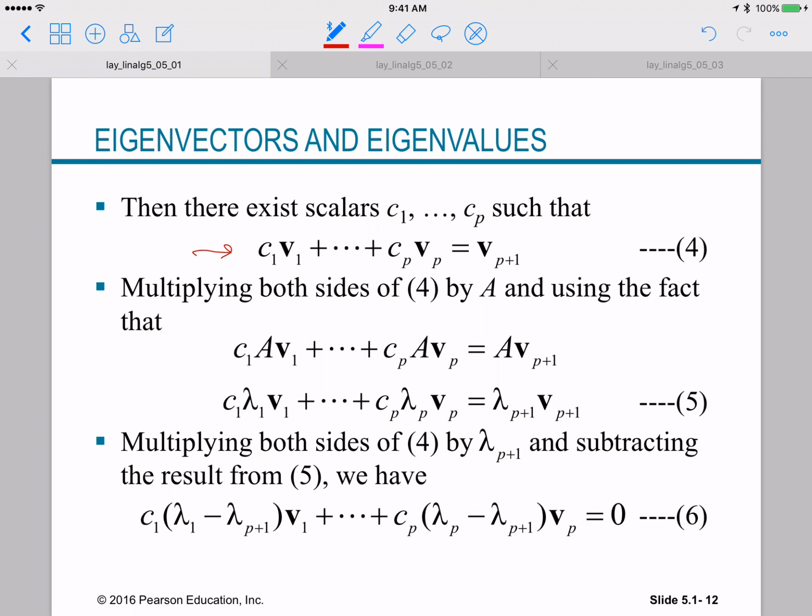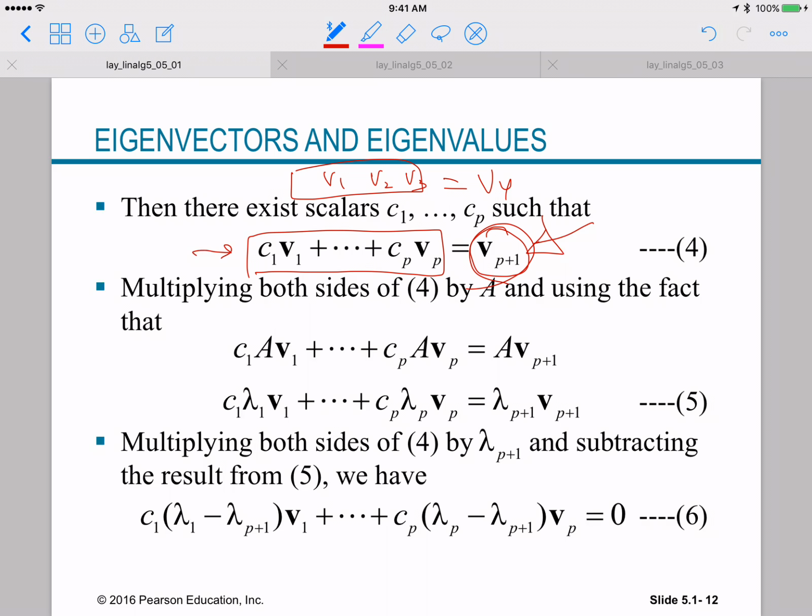Okay, and then that representation is written as this. So C1 through CP and their linear combination of V1 through VP should be the same as VP plus 1. So it's like V4 is some linear combination of V1, V2, V3. Here again, V1, V2, and all the way until VP plus 1 are eigenvectors corresponding to distinct eigenvalues. That is the requirement of these vectors V.